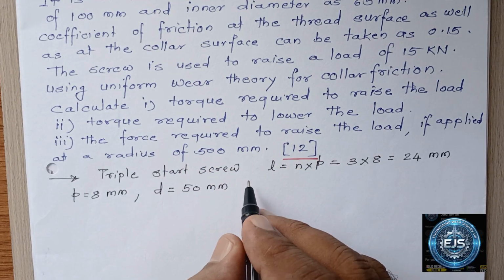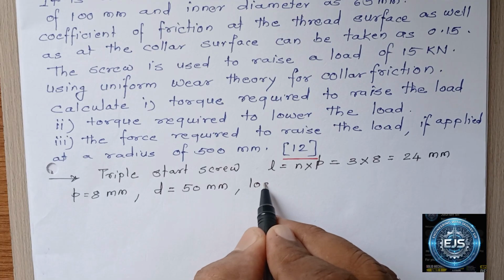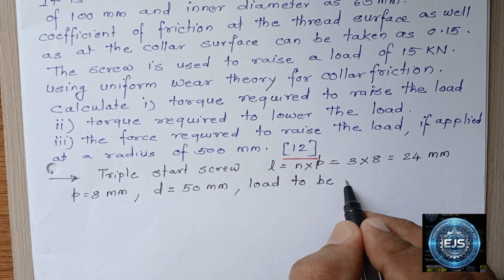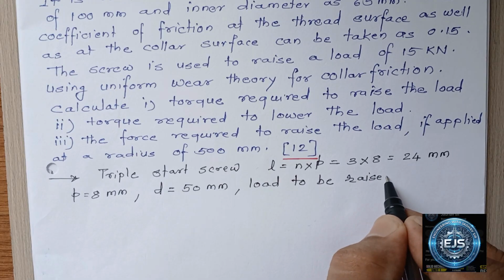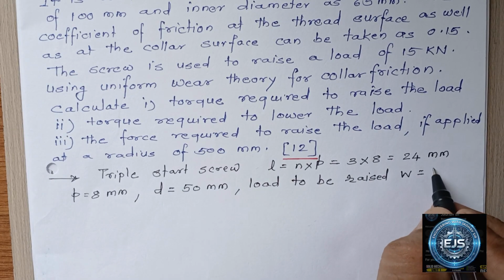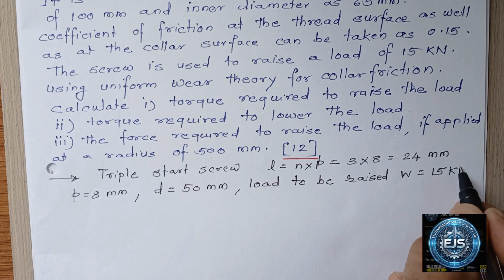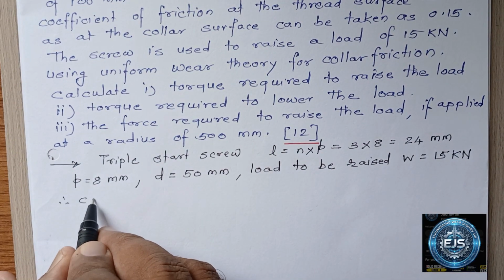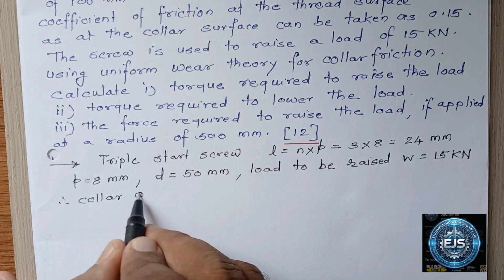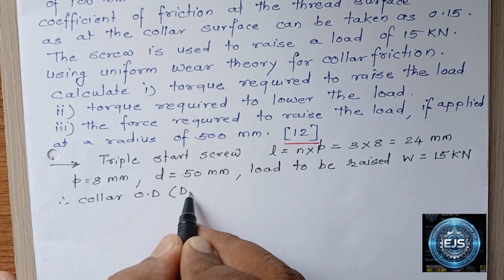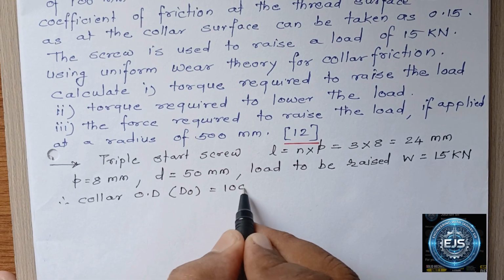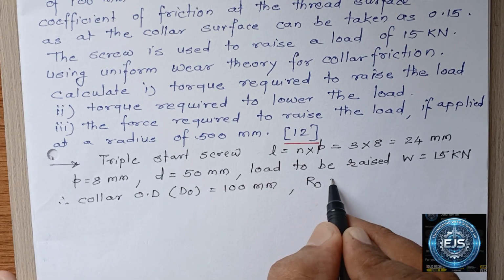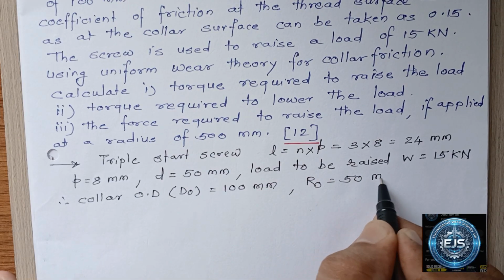And the load to be raised in this problem. Load to be raised is equal to W is equal to 15 kilonewton, that is 15,000 newton. Then collar outer diameter, DO is equal to 100 mm. So collar outer radius is equal to 50 mm, half of the diameter.